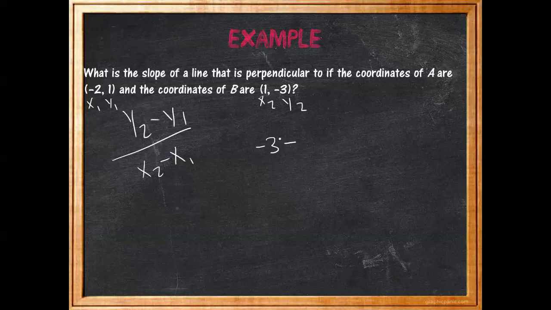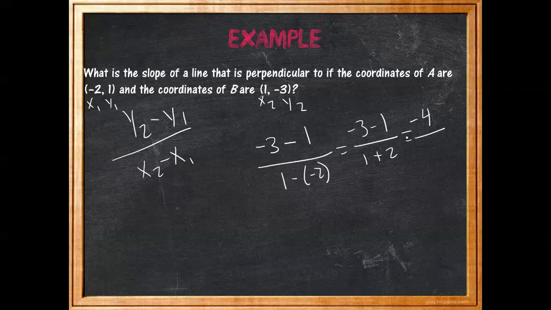So we're going to plug our numbers in. Y2 is -3 minus y1, which is 1. X2 is 1 minus the -2. So that gives us -3 minus 1 over 1 plus 2. -3 minus 1 is -4, and 1 plus 2 is 3. So the slope of this line is -4 over 3.